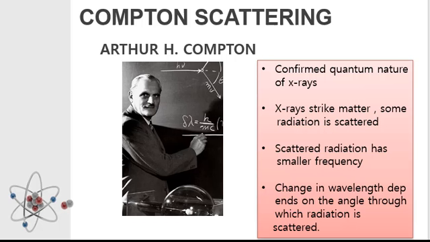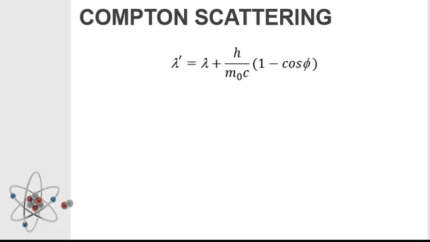Compton scattering was discovered by Arthur H. Compton. This confirmed the quantum nature of X-rays. X-rays strike matter, and some radiation is scattered after striking the matter. Also, the scattered radiation has a smaller frequency. When we say smaller frequency, it has lower energy. And then the change in wavelength depends on the angle through which the radiation is scattered. Let's take a look at this equation.